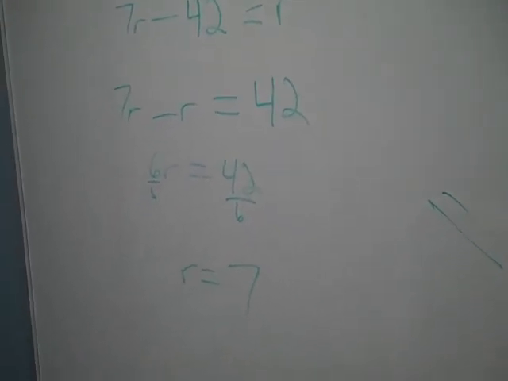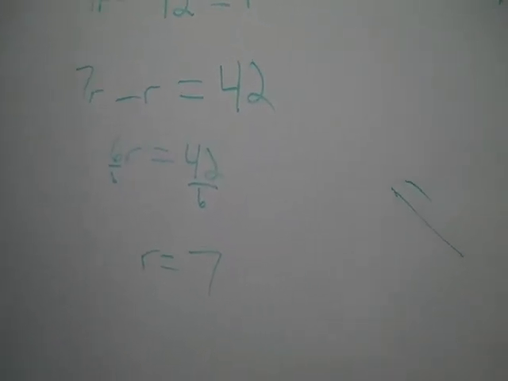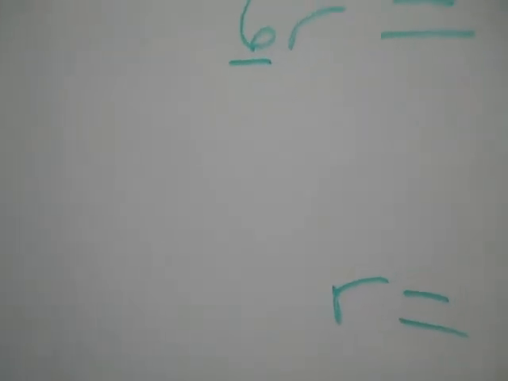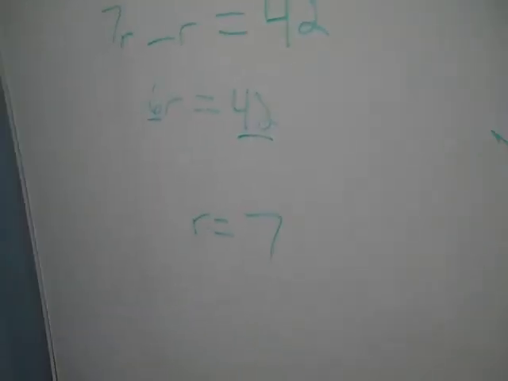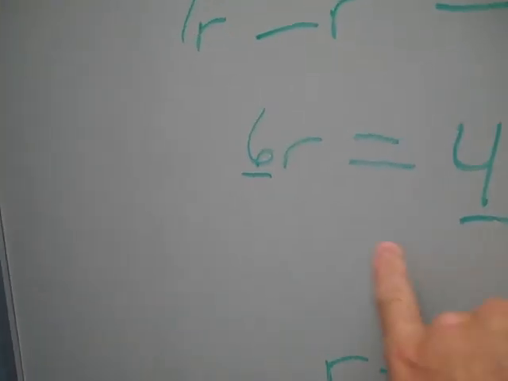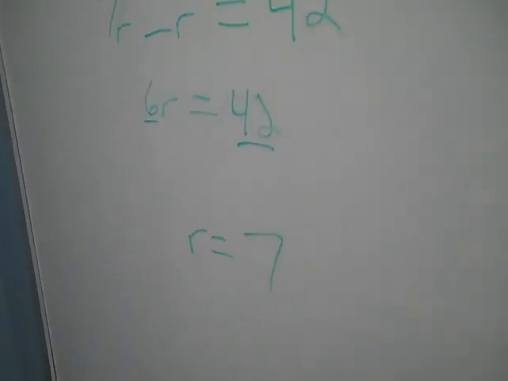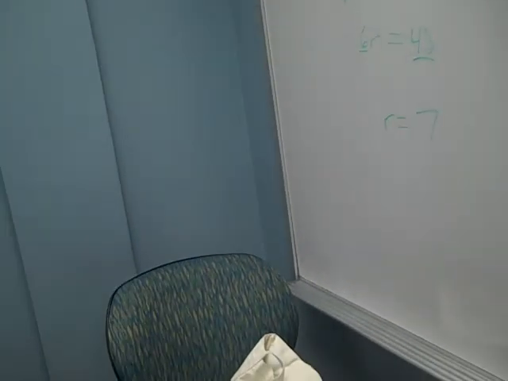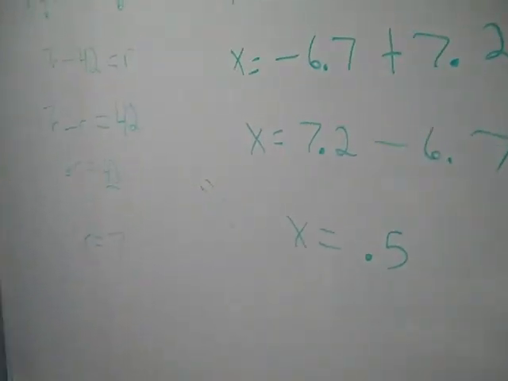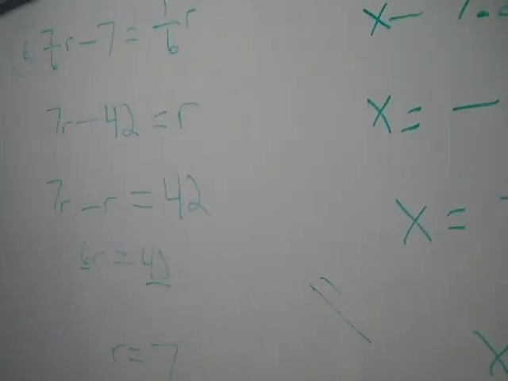So 6r equals 42. Let me show you what this looked like before I did this. Let me get rid of this just real quick. So we got 6r equals 42. Now we divide both sides by 6, so I put a 6 here and that 6 here, and that leaves me with just r equals 7. So that's how we solve these linear equations in Chapter 2.